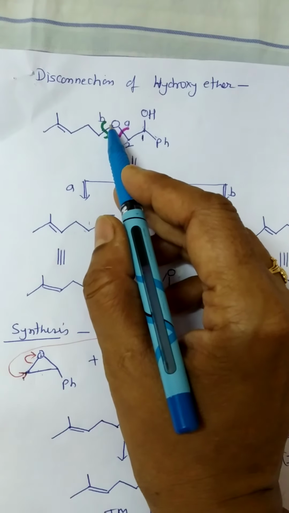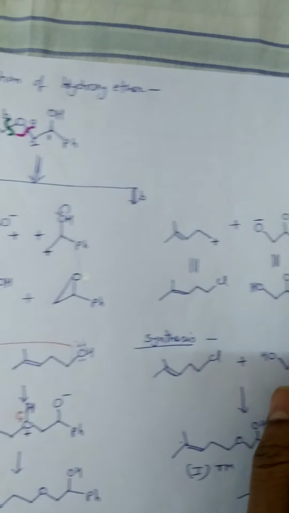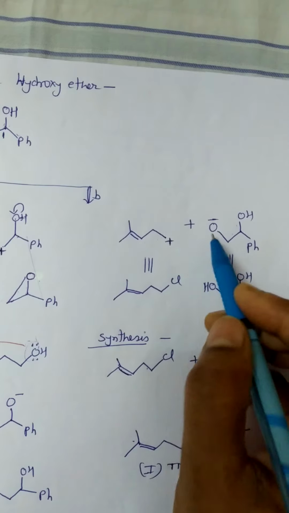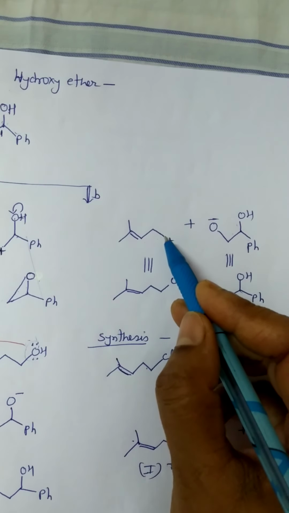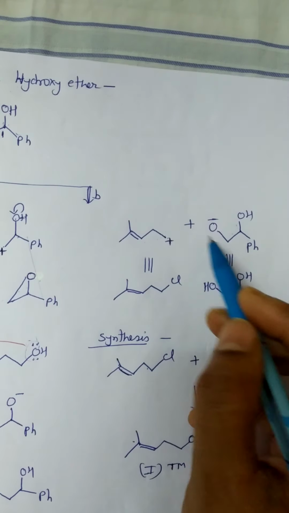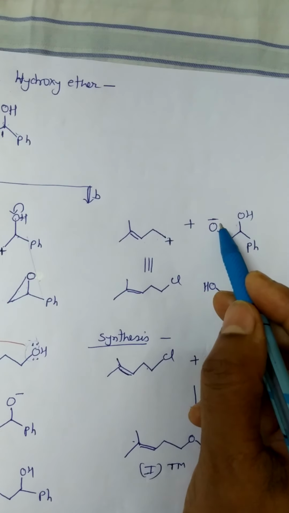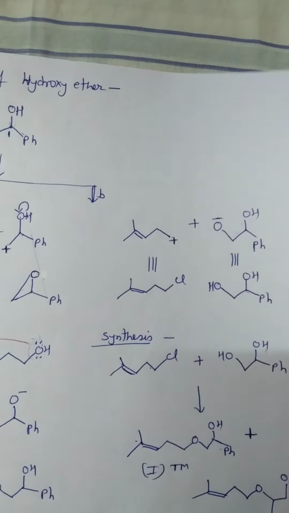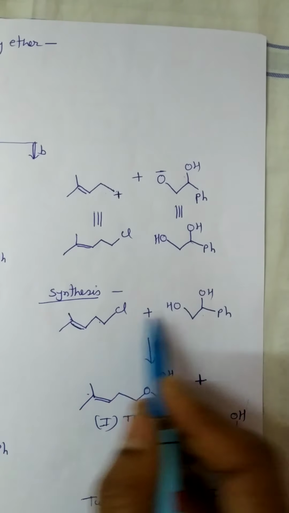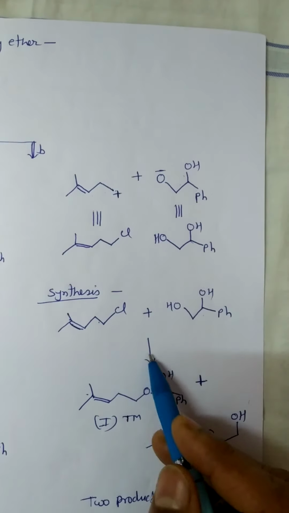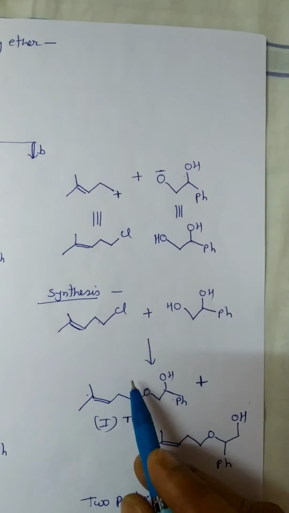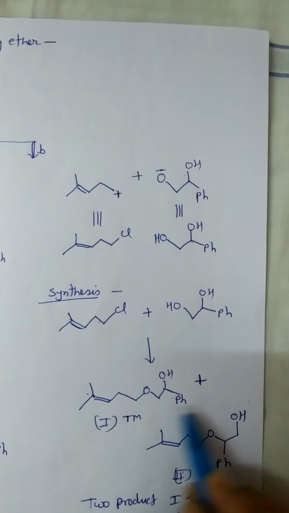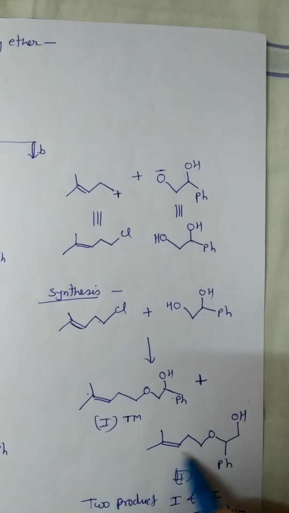This target molecule, when we disconnect by A. If we disconnect by B, here we get these two synthons, and by adding a negative atom to this synthon and a positive atom to this synthon, we get these two synthetic equivalents. And by adding these two synthetic equivalents, we get two types of compound. The first one is the target molecule, and the second one is this compound formed by the reaction.